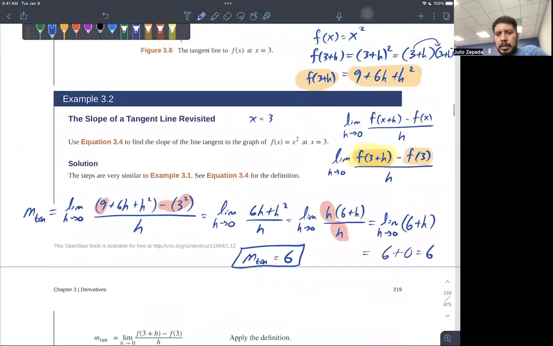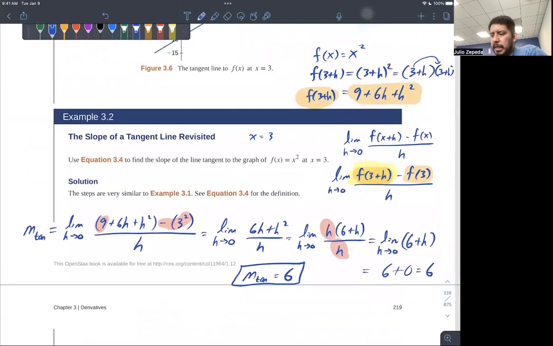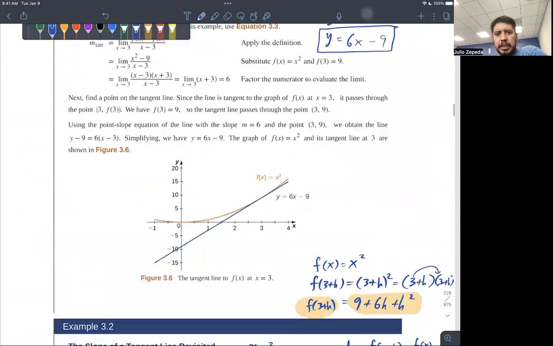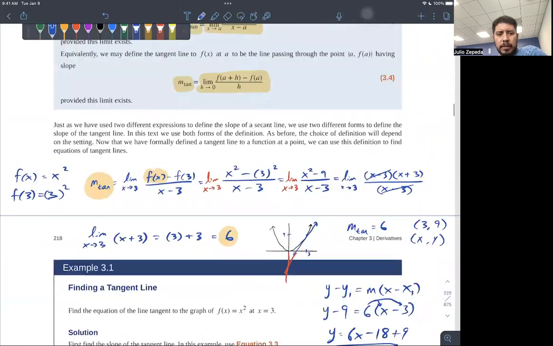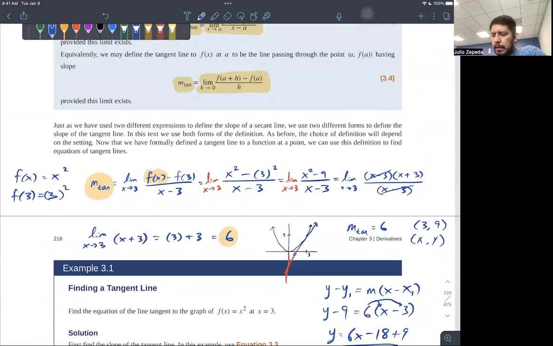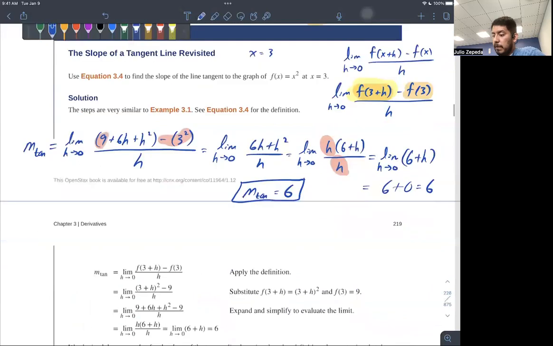Notice this way of doing it here results in the exact same answer. The slope of the tangent line is 6, and over here we said the slope of the tangent line was 6 as well. All right, very nice.